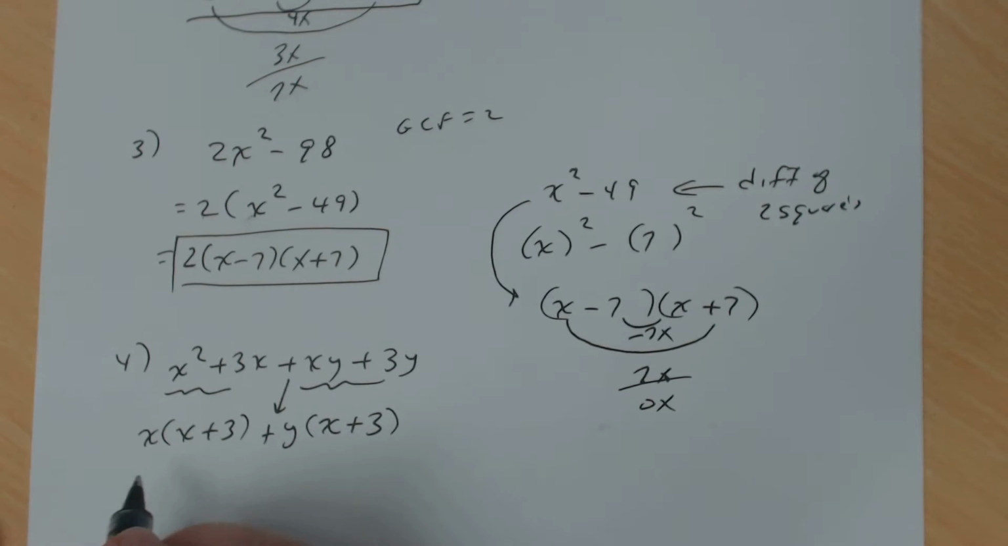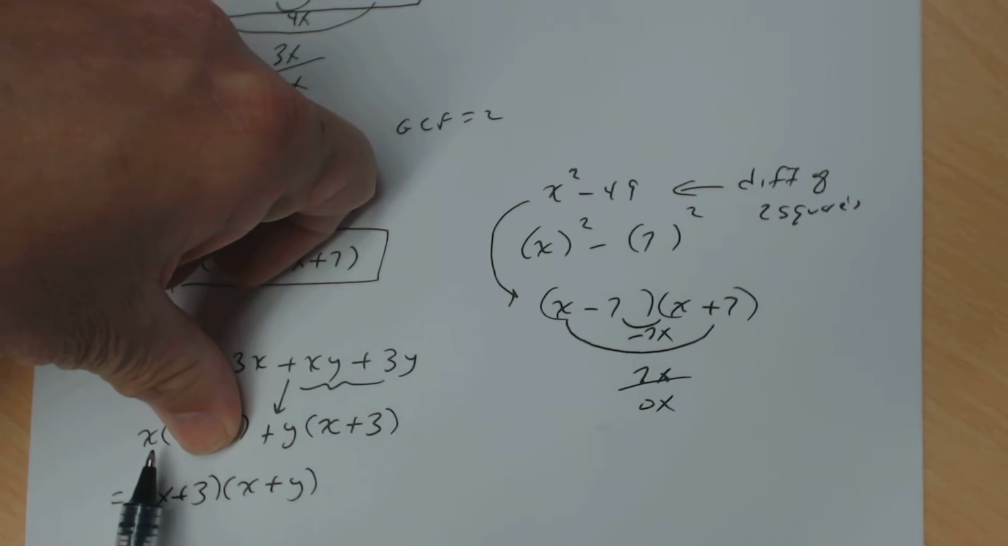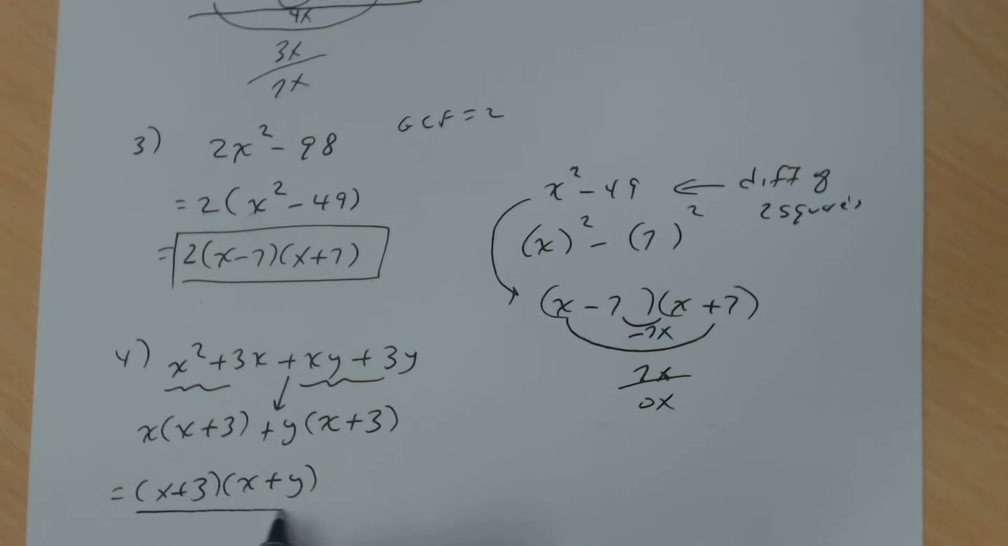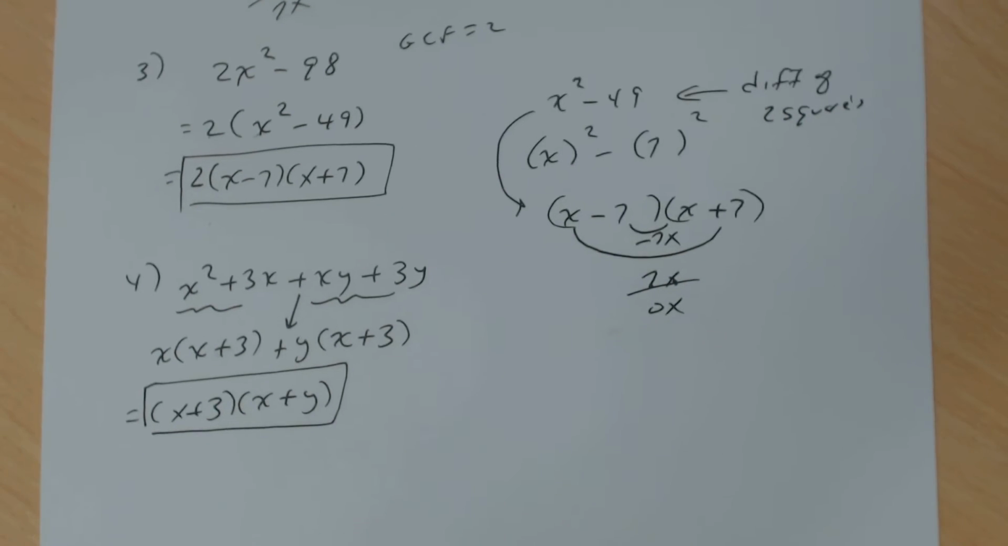I can factor out the x plus 3, and I'm left with x plus y. So if I factor out an x plus 3, I'll get x. If I factor out an x plus 3, I get y plus y. And so there's your answer. All right, so that's number 4.